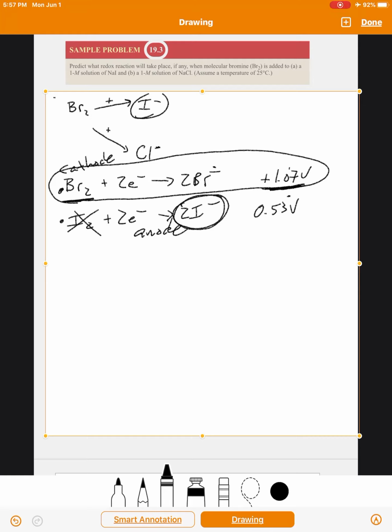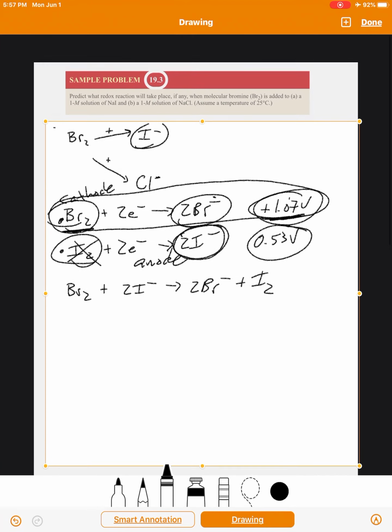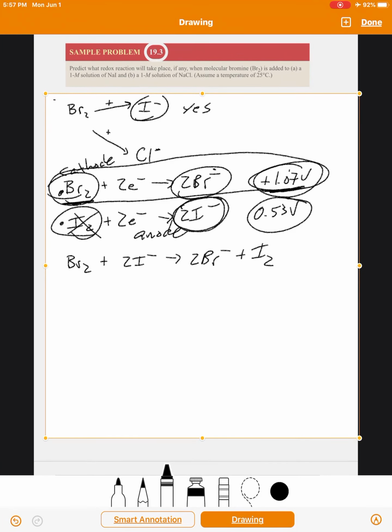Okay? So here's what happens. The bromine reacts with the iodide to form bromide and iodine. That's what's going to happen, and it's going to happen because the bromine is higher in potential than the iodine. So the answer is yes. Do they ask us to actually predict what's going to happen? Well, we just did it right there. The bromine will react with the iodide in order to form bromide and iodine.